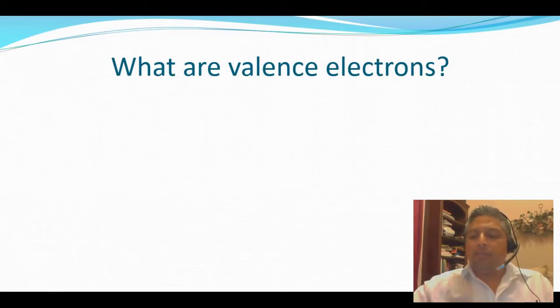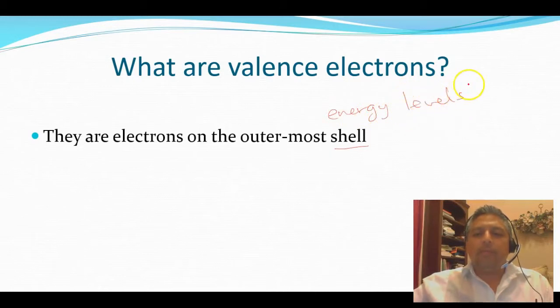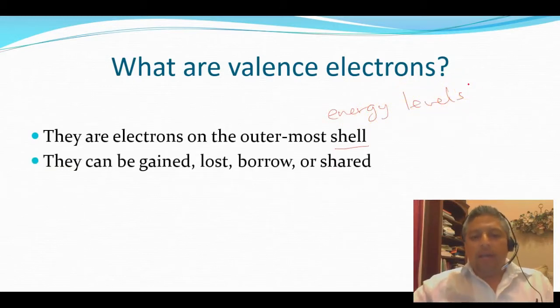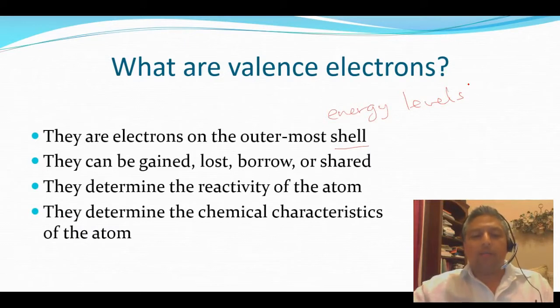So what are valence electrons? Since we're going to be learning about this, we need to talk a little more about it. Valence electrons are electrons that are on the outermost shell. That will be the last shell. What we say with shell, we can also call energy levels. They can be gained, lost, borrowed, shared. All the electrons on the outer shell, or on the last energy level, there are a lot of things that can happen to them. You've got to learn about it. They determine the reactivity of the atom, and they also determine the chemical characteristics of an atom.